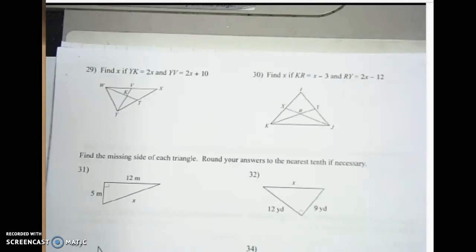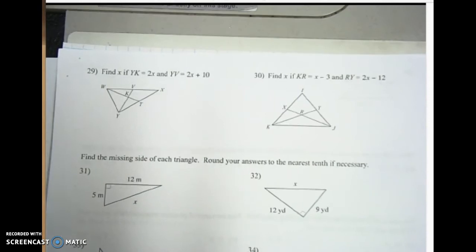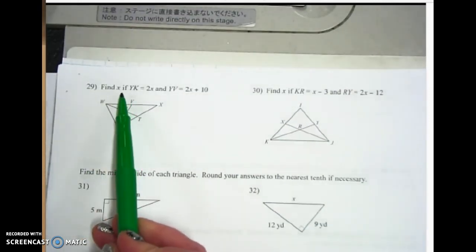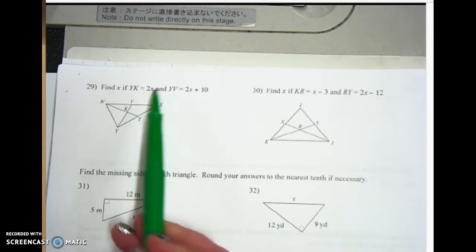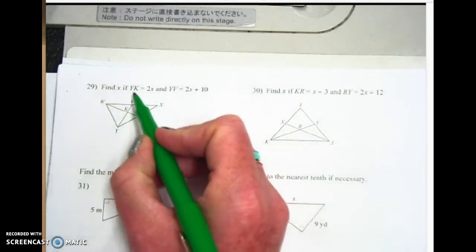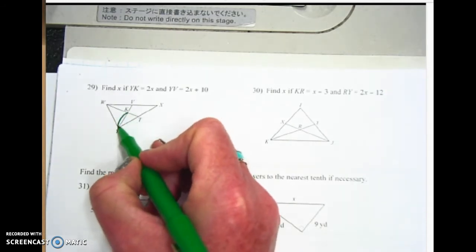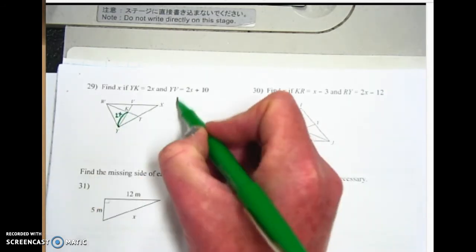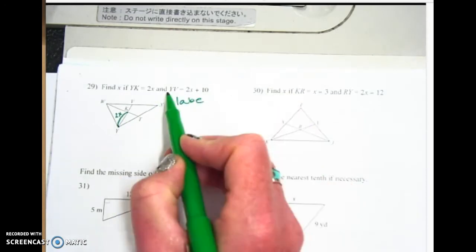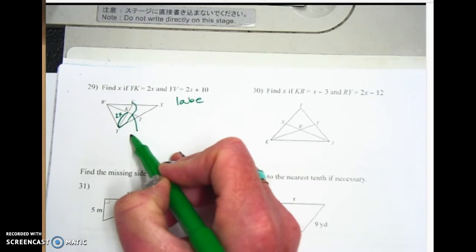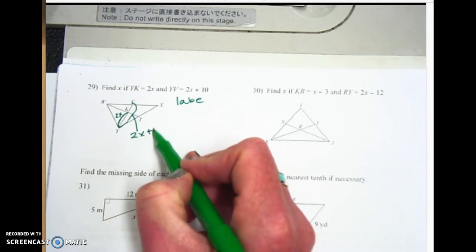5 of the Chapter 5 practice test for geometry. We're up at the top on number 29. So the directions say to find x if YK equals 2x. So find YK. Here's Y, here's K. So this bunch is 2x. So make sure you label it. And then YV, the whole thing, is 2x plus 10.